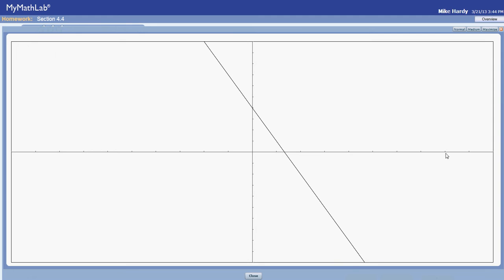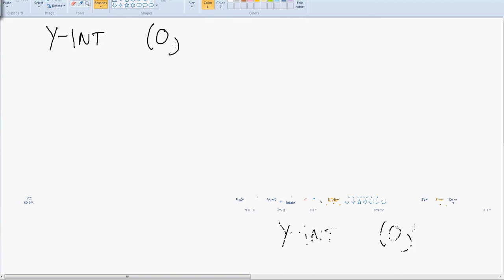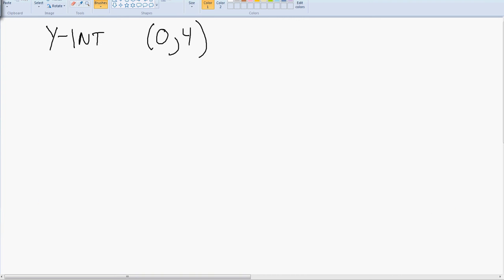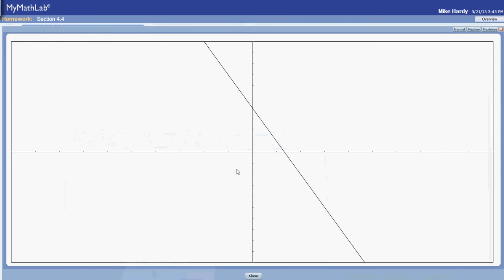And so right away, one thing we can pick off is we've got 1, 2, 3, 4. The point (0, 4) appears to be the y-intercept. And that's a point on the line, and it's the y-intercept, in fact. So we now have got a point. In fact, we've got the y-intercept (0, 4). Well, we need another point.